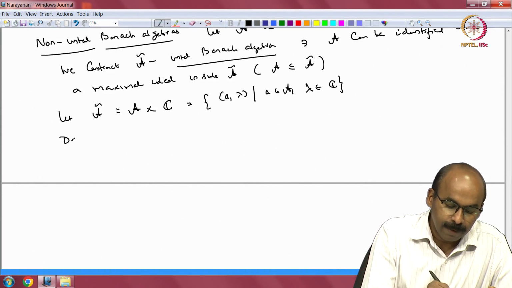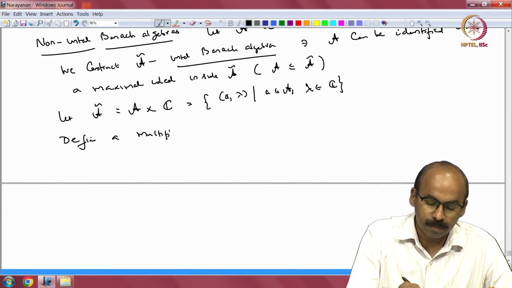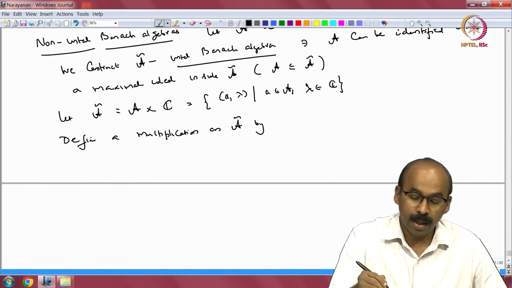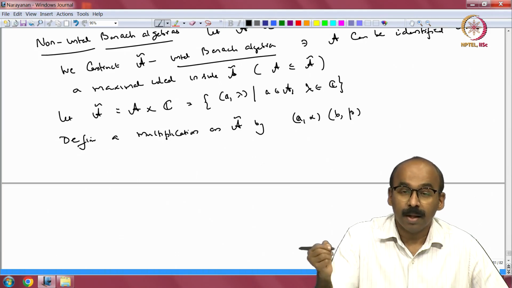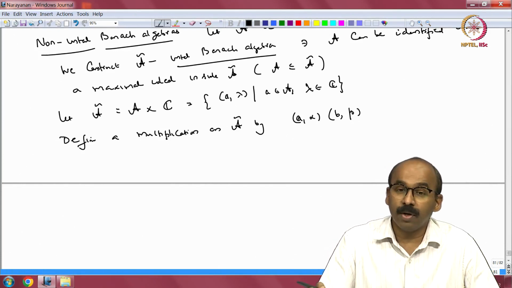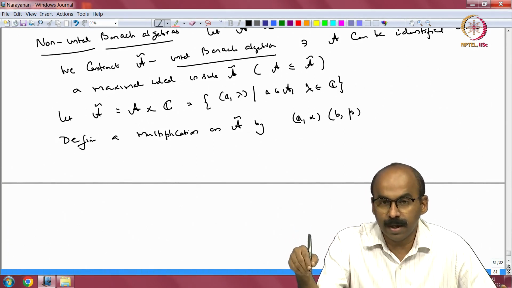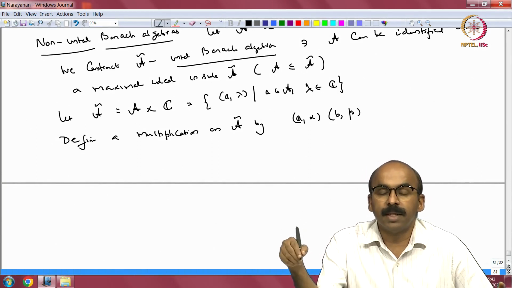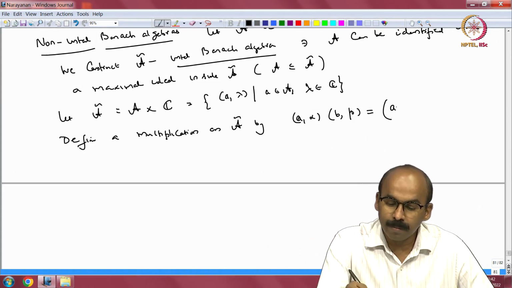So, define a multiplication on A tilde by, okay. So, I take (a, alpha) and (b, beta), right. So, a belongs to script A, b belongs to script A, alpha and beta belong to complex numbers, and I want to define their multiplication. So, multiplication is simple, alpha and beta should come with the identity. So, it is like a plus alpha e and b plus beta e, you multiply them. Okay. So, this is equal to ab plus beta a plus alpha b.